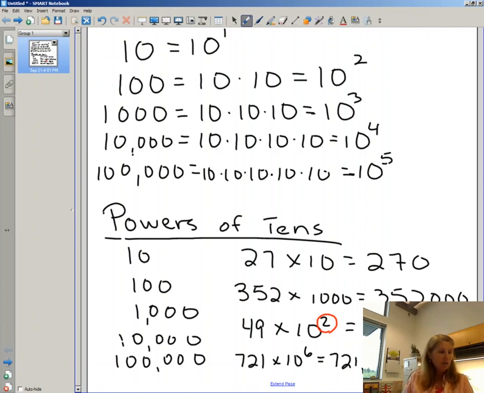So I'm going to ask you on your homework to do a couple of those powers of 10 problems. And remember, all you have to do is keep the number the same and then put on the correct number of zeros. So we'll talk about that more when we do decimal multiplication, because you're really just moving a decimal point, but when it's at the end you don't really ever see it, so it looks a little different.